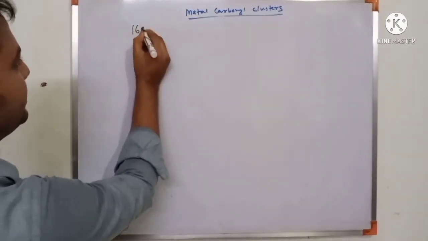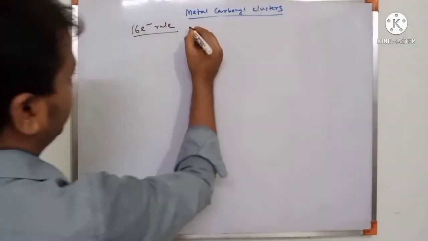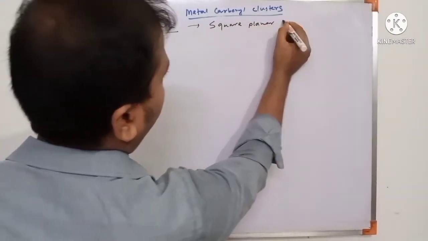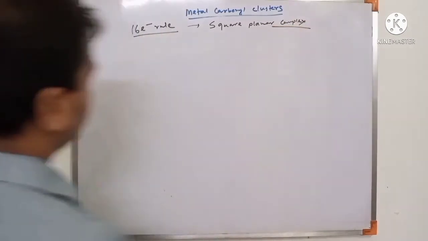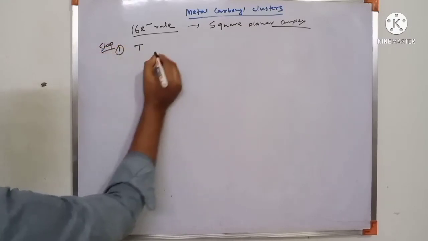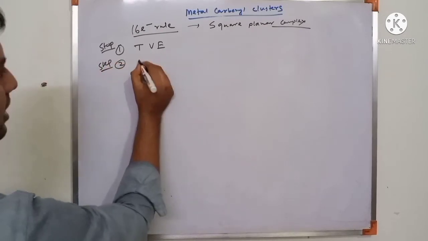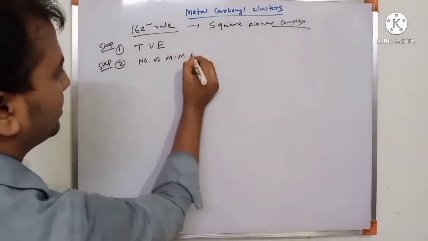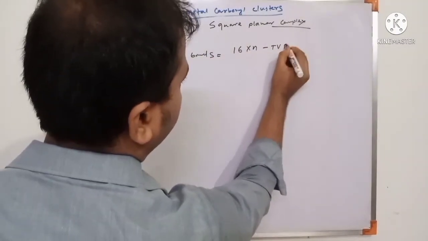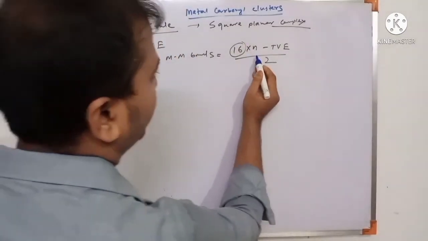Second, I discuss the 16 electron rule. First I discussed the 18 electron rule. Second I discuss the 16 electron rule. This is applied for square planar complexes. Now first calculate, step 1. This is step 1. Similarly, first calculate the total valence electron, then step 2, calculate the number of metal bonds, equal to 16 into n minus total valence electron, by 2. This is similar, 18 replaced by 16, where n equals the number of metal atoms.